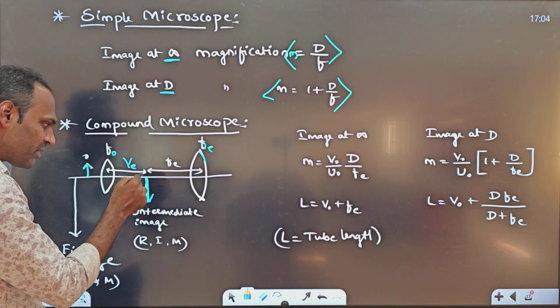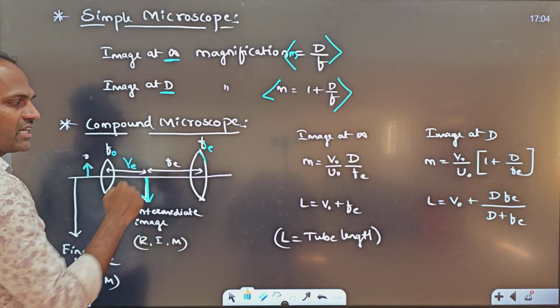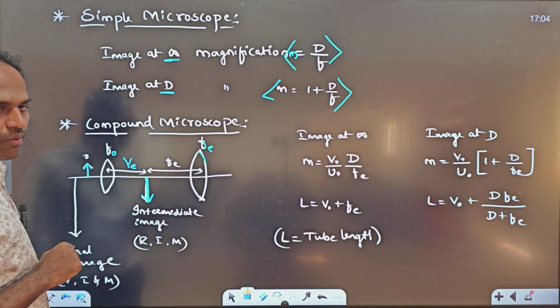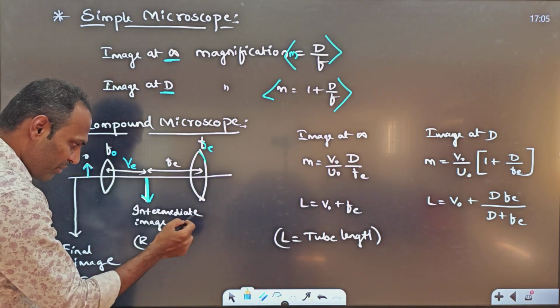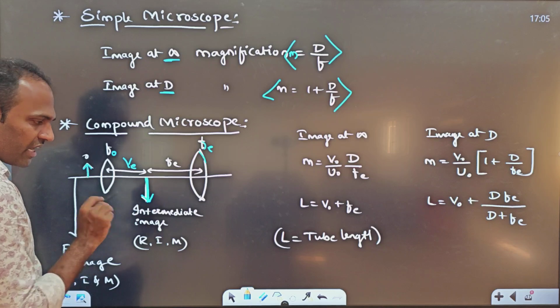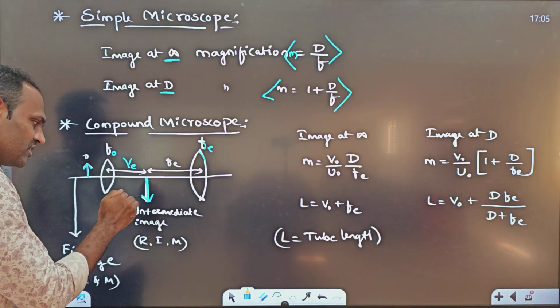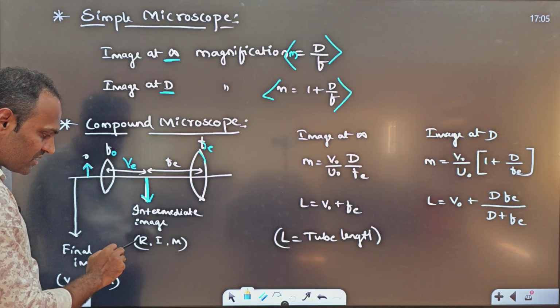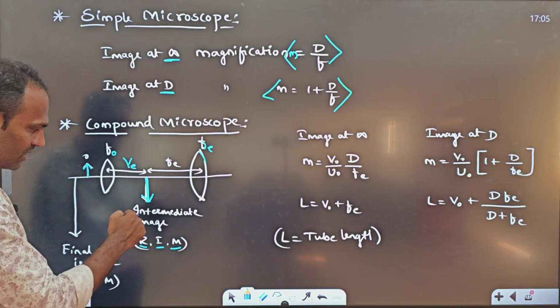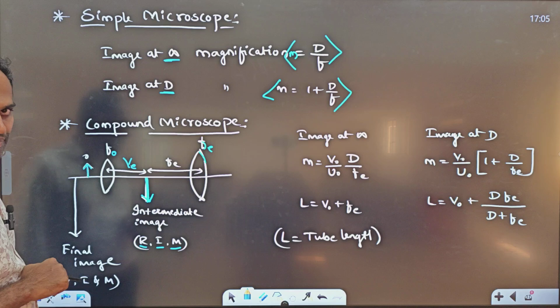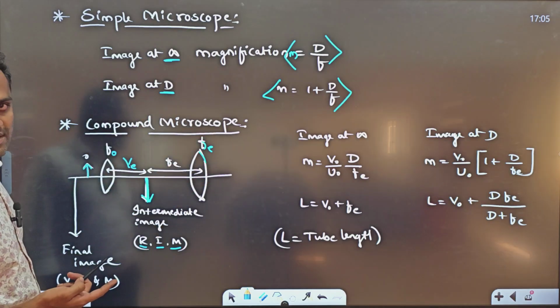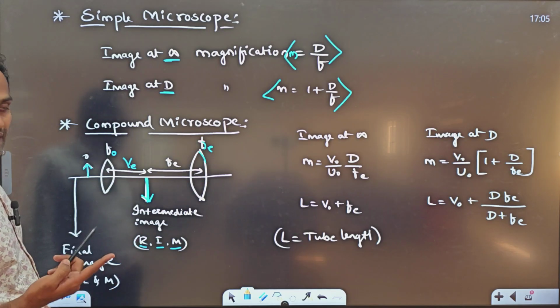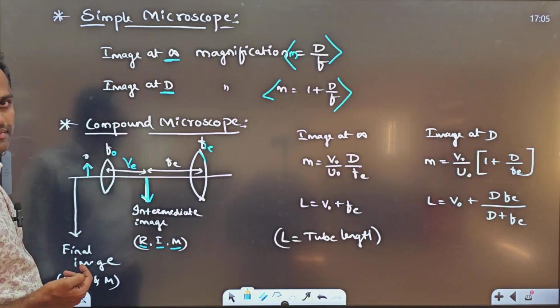It will form at the principal focus of the second lens. That is called the intermediate image. This is not the final image, this is the intermediate image. This is the image formed by the first lens. The image formed by the first lens is real, inverted and magnified, that is, slightly larger than the object. But still we want to increase its height. That's why we are using the second lens.